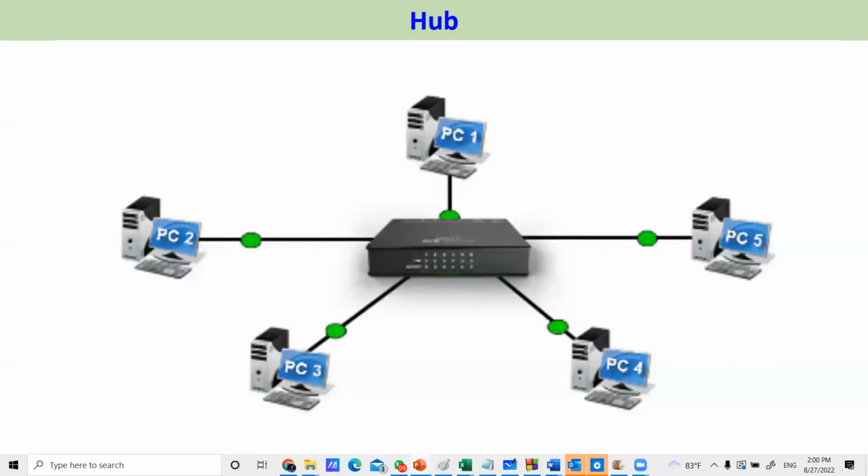Right. Try to understand the function of the hub here. Normally, it receives data from other computers. In this example, PC1 sends the data. Then the hub receives the data. After receiving it, what the hub does is deliver this data to all of the other computers in the network.